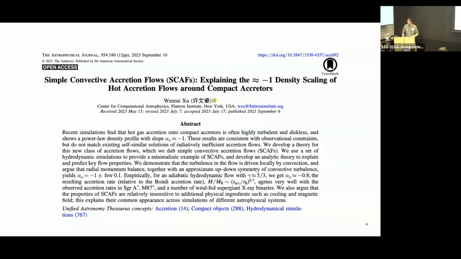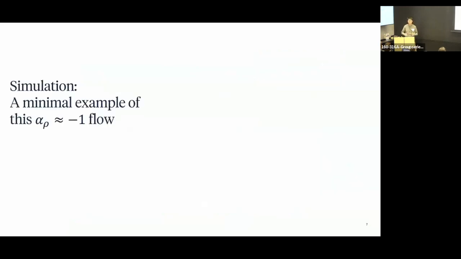So the first thing I did was to try to give a minimal example of this SCAF flow. As we have seen earlier in previous simulations, this thing seemed to appear no matter what, so I decided to just go for the simplest case possible, which is to start from some static uniform medium with pure hydrodynamics, adiabatic equation of state, gamma 5/3. Let's just throw in an accretor and see how it evolves.